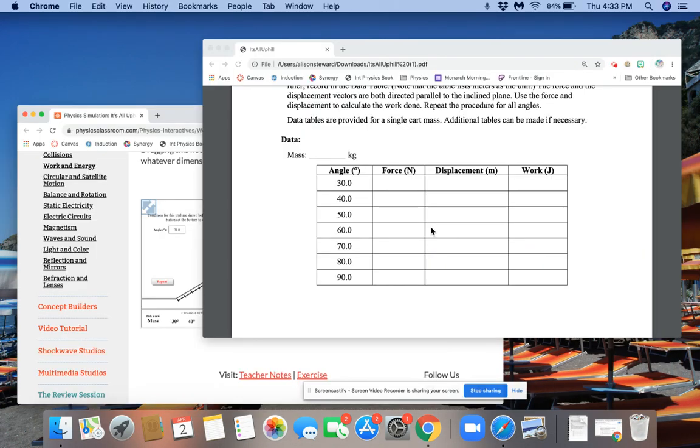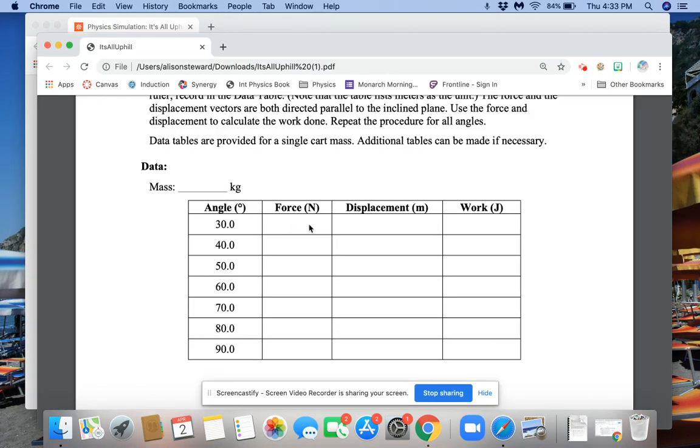So what I would put here is, let me go back here. I would put that 9.8 newtons in for my force, and then displacement here, that's going to be the distance that that cart traveled. So that would be 2 meters. Make sure that's in meters there.